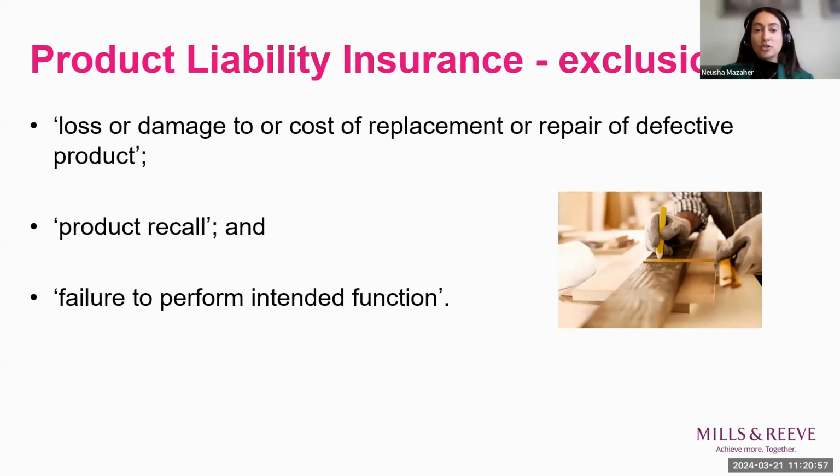First, loss or damage to, or the cost of repairing or replacing, a defective product is likely to be excluded, and those types of losses are considered to be trade risks and fall outside the scope of the policy. The next is product recall, where costs arising from the insured recalling its products due to safety concerns are excluded. And finally, liability will be excluded where the product fails to perform its intended purpose, but isn't defective per se.